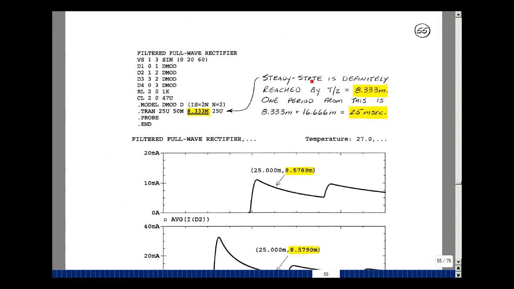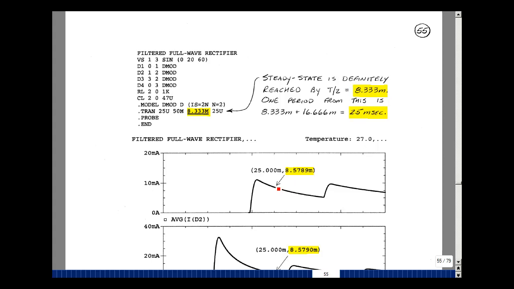Let's take our PSpice file for the filtered full-wave rectifier. What we need to do is change where we start collecting data so that we're in steady state. If I were to start my collection of data at half the period, which would be half of 16.666 milli, 8.333 milli, then we could apply this averaging function in Probe and get the average value of our current after we change by 1 period, which would be adding 16.666 milliseconds to the 8.333. And that's 25 milliseconds. Here I plotted the average value of I sub D2, and so you get a graph.